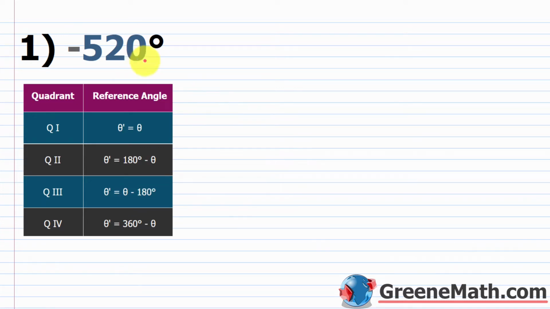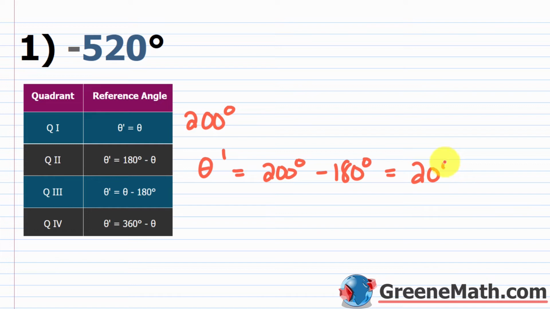So we would say that, again, I'm not going to work with this negative 520 degrees. I'm going to work with the coterminal angle, which is 200 degrees. And then I'm going to say that my theta prime is equal to this 200 degrees minus 180 degrees, which is going to be equal to 20 degrees. So the theta prime, or the reference angle for the negative 520 degree angle, and then also for the 200 degree angle, is going to be 20 degrees.